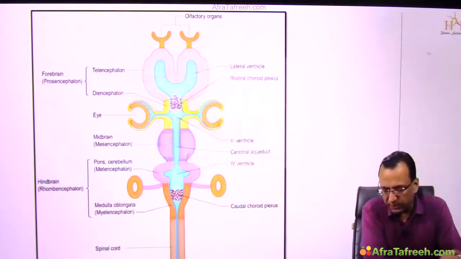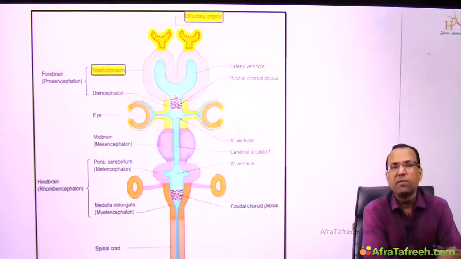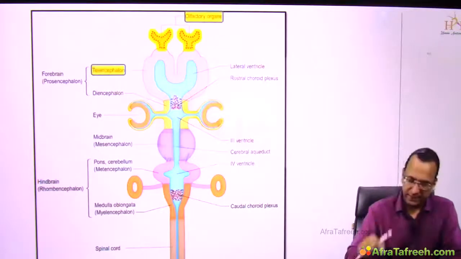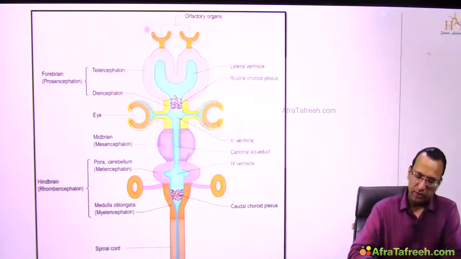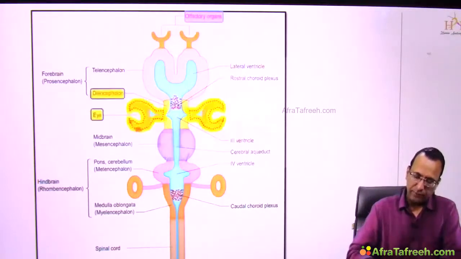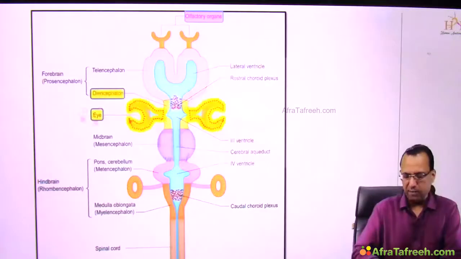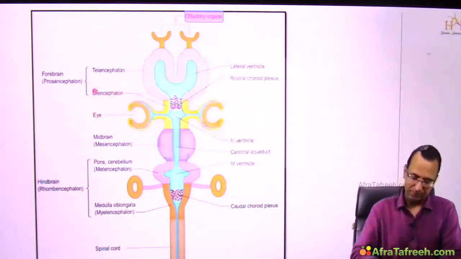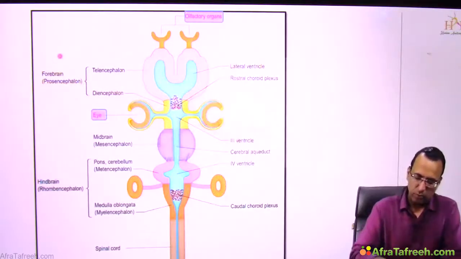Also remember that cranial nerve number 1, the olfactory nerve, the nerve of smell, is a nerve of the telencephalon, part of the forebrain. The diencephalon, part of the brain, will grow into the eyeball to become the retina and the optic nerve. The optic nerve is the nerve of the diencephalon. Nerve number 1 and nerve number 2 belong to the forebrain.